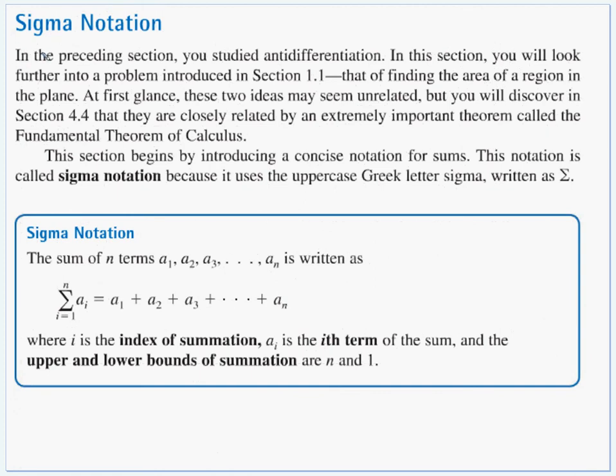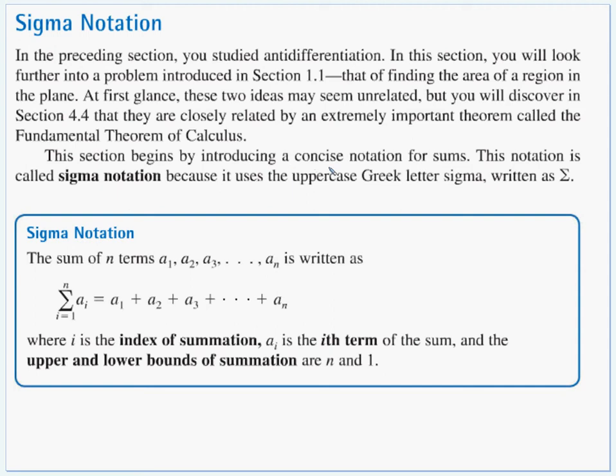So here we go. In the preceding section, we studied anti-differentiation. In this section, we'll look further into a problem introduced way back in 1.1, that of finding the area of a region in the plane. At first glance, these two ideas may seem unrelated, but you'll discover in a later section, 4.4, that they are closely related by an extremely important theorem called the fundamental theorem of calculus.